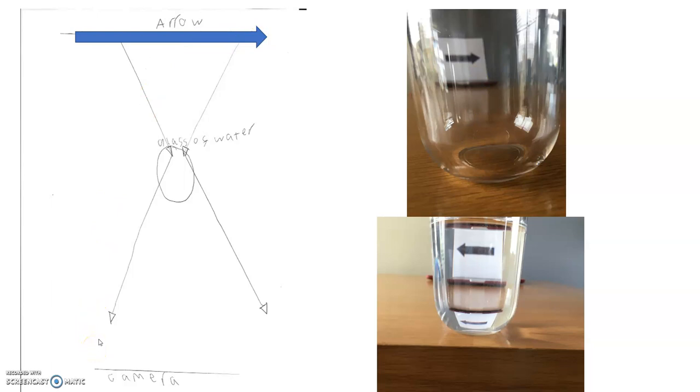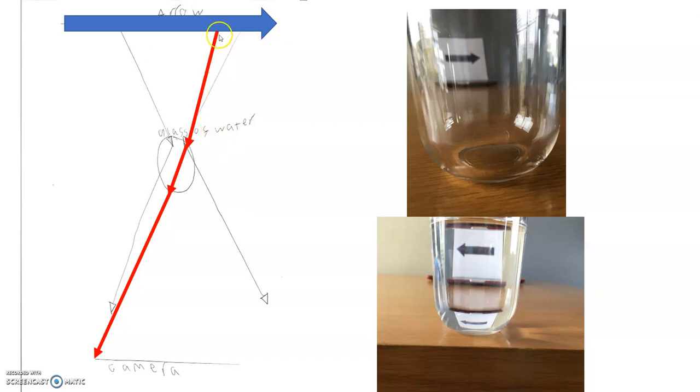Okay, now it does that because it changes direction here, and I've tried to draw it on your diagram on the next slide. So we've got the light at the end of this arrow, it hits the glass of water, it changes direction here, and it ends up on this side of the camera. And we can see that maybe a little bit clearer using the PhET Simulation.